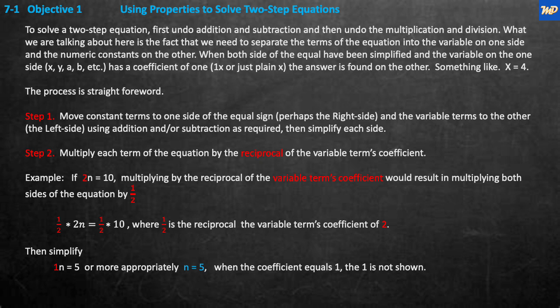So what we're going to do is take 1/2 multiplied by 2n, because now we're solving this problem. We're moving the 2, and then we multiply the other side, 1/2 times 10, where 1/2 is the reciprocal of the variable term's coefficient of 2. Then simplify. 1n, that's 2 over 2, or 1n, is equal to 5. 10 divided by 2, or 1/2 of 10, 10 times 1/2. So more appropriately, we say just n equals 5, because if there's a coefficient of 1, the 1 is not shown.